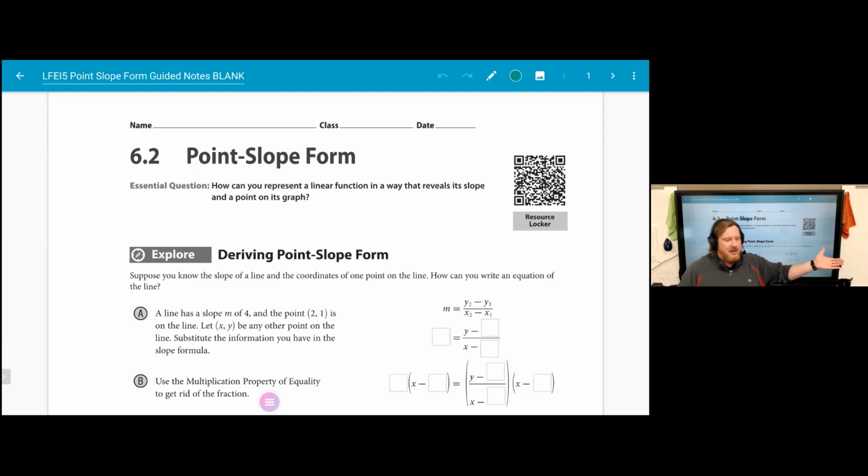When we did slope intercept form, the two things needed were a slope and an intercept. And now we're doing point slope form. So the two things you're probably going to need are a point and a slope. So let's see how this thing works, okay?